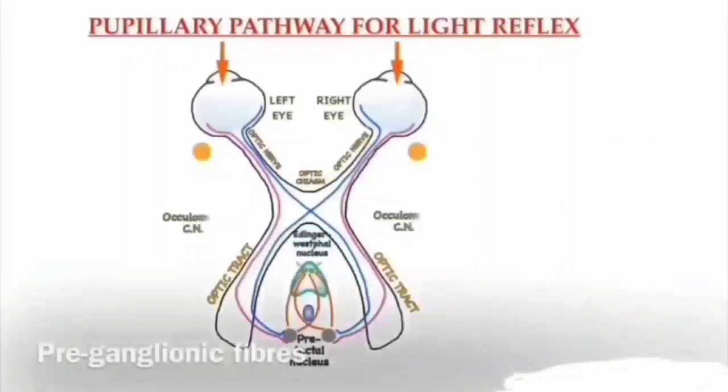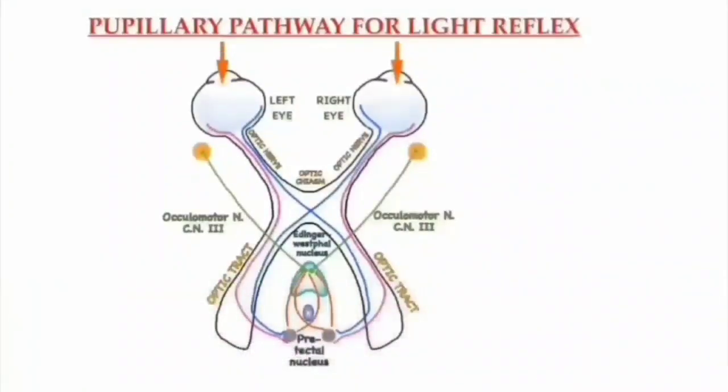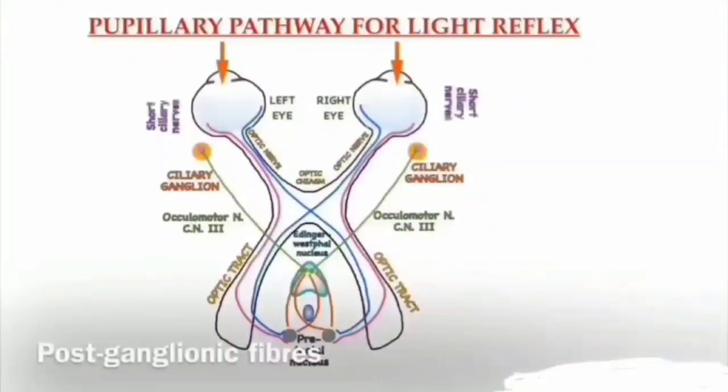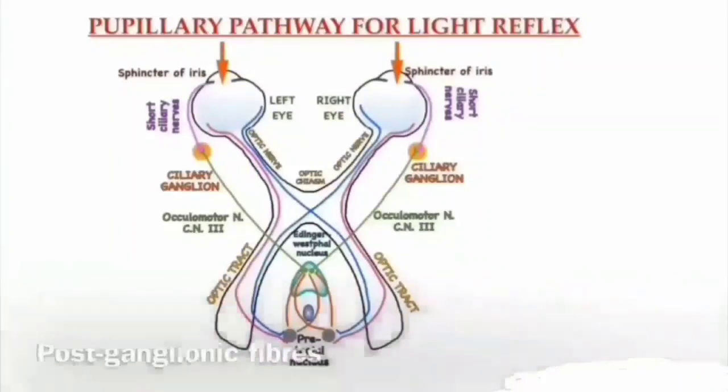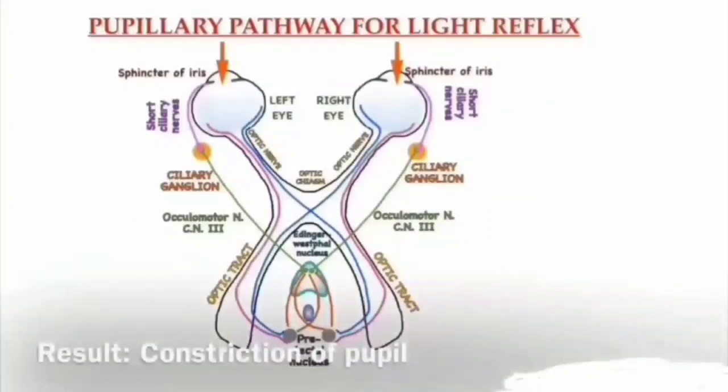The efferent pathway consists of the parasympathetic fibers which arise from Edinger-Westphal nucleus in the midbrain and travel along the third cranial nerve, that is the oculomotor nerve, to reach the ciliary ganglion to relay. The inferior division of the oculomotor nerve constitutes the preganglionic fibers, and the postganglionic fibers travel along the short ciliary nerves to innervate the sphincter pupillae, resulting in the constriction of pupil.